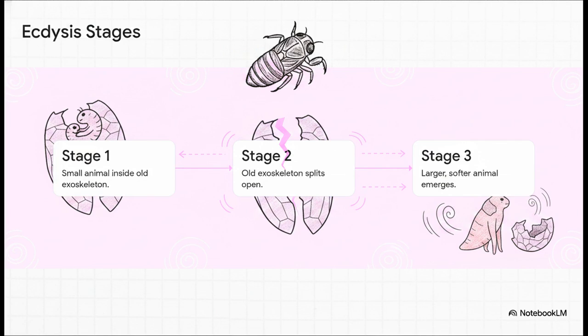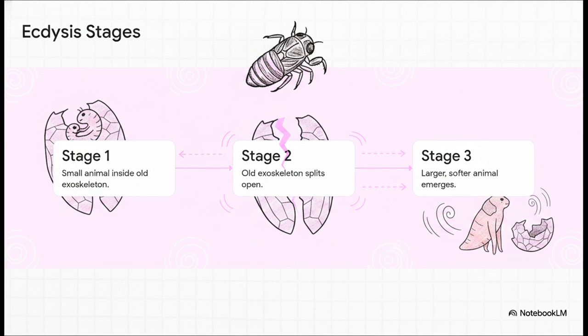Look at stage 1. You've got a small animal inside that old, rigid exoskeleton. As its body grows, well, things get pretty cramped in there. It's exactly like a growing kid who suddenly outgrows a really tight shirt. You just can't stay in a shirt that's 2 sizes too small, right?